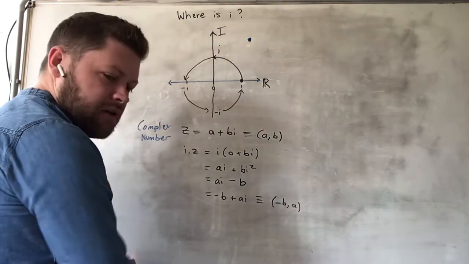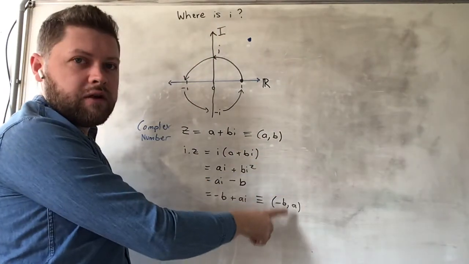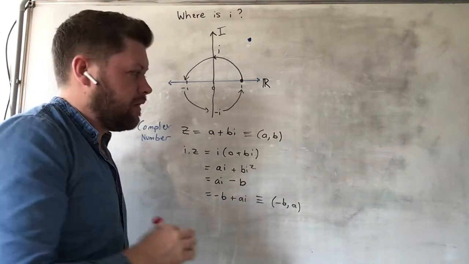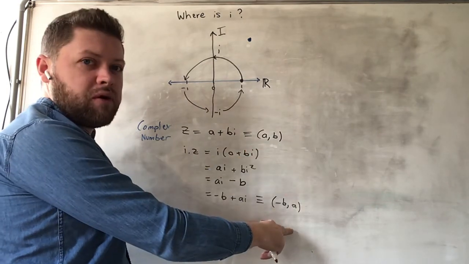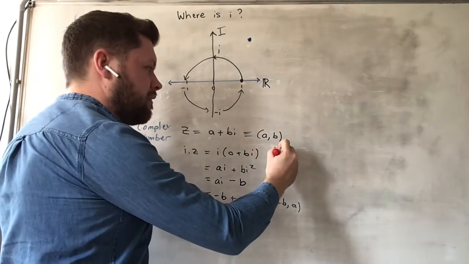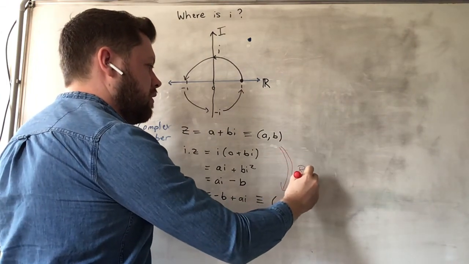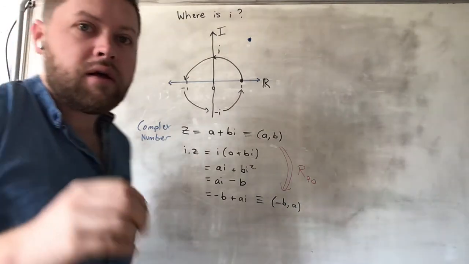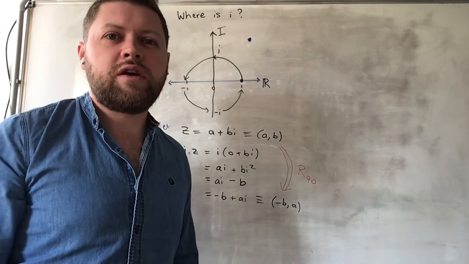If you compare these two ordered pairs, you'll see that if you look back at our previous transformations, a transformation which takes a point (a, b) and moves it to a new point (minus b, a) is the exact same as a rotation of 90 degrees. So multiplication by the imaginary number i is equivalent to a rotation of 90 degrees.